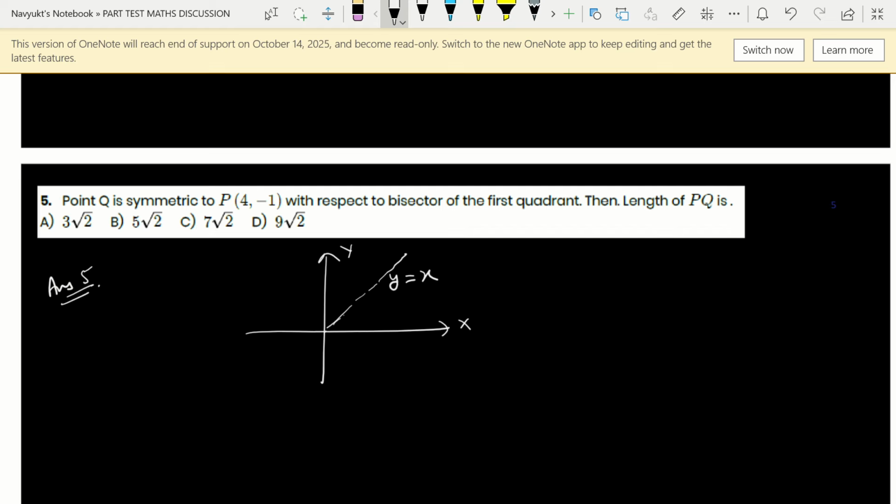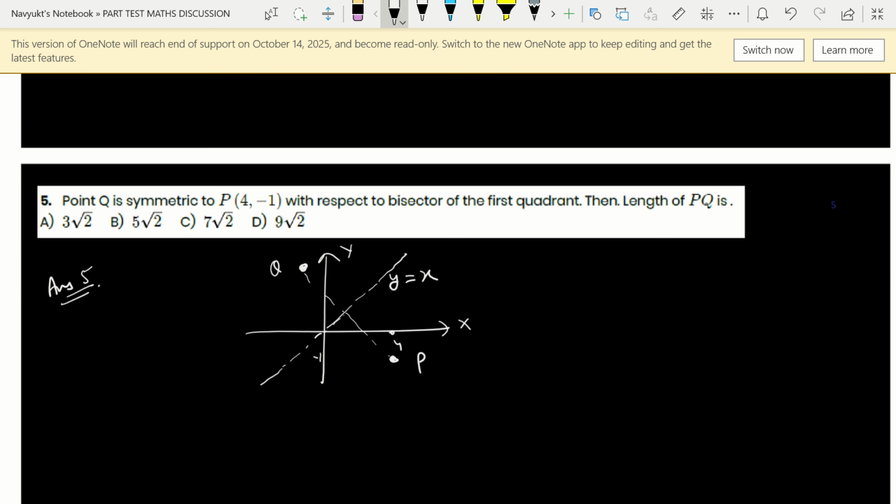Correct. So point Q is symmetric to point P. This is 4 comma minus 1. Correct. 4 would be somewhere here, minus 1 would be somewhere here. So it's the point somewhere P. Q is symmetric to this, which means it would somewhere be on this side. Let's say.